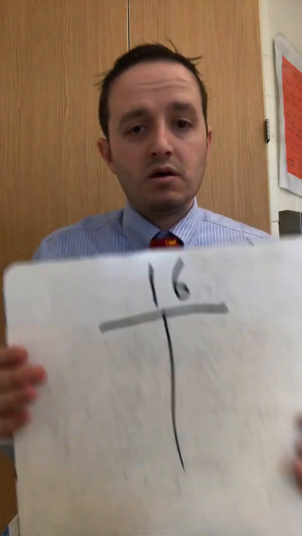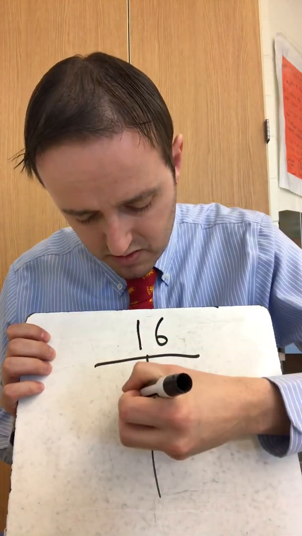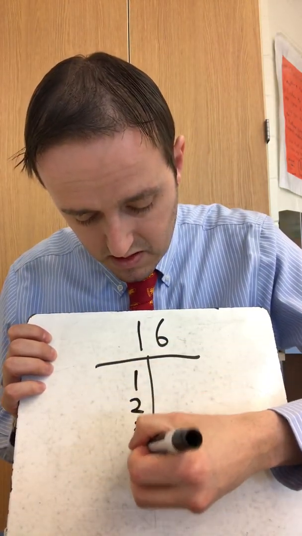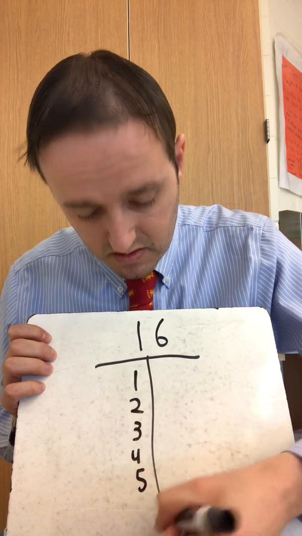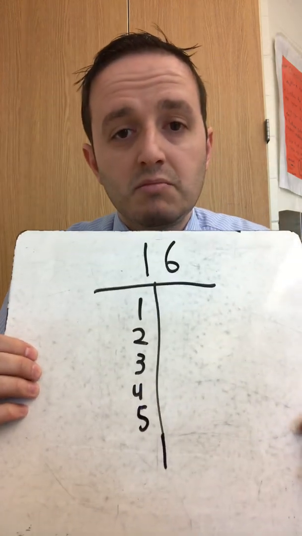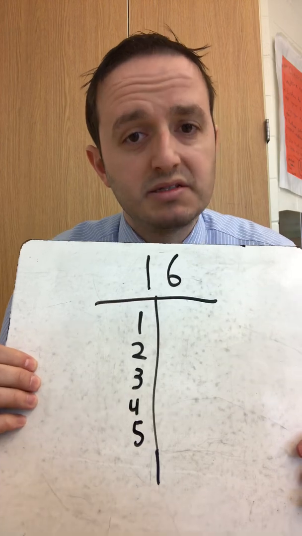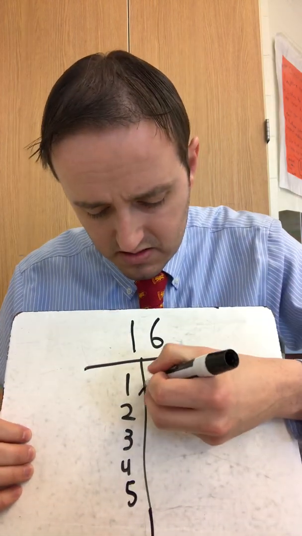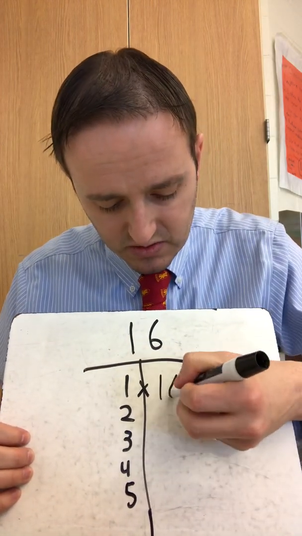Let's look at the number 16, okay? Let's start by writing 1 through 5, okay? Remember, what facts equal 16? Well, 1 times 16. That's our easy one.